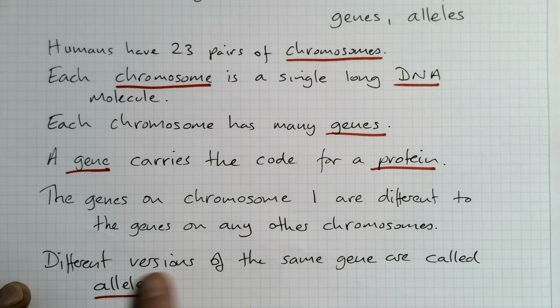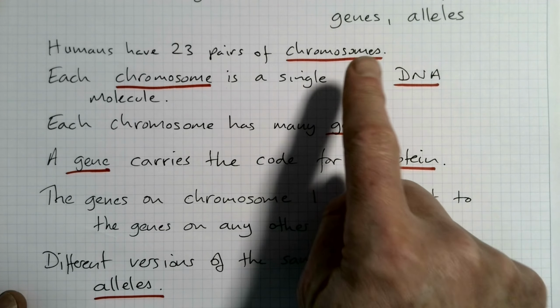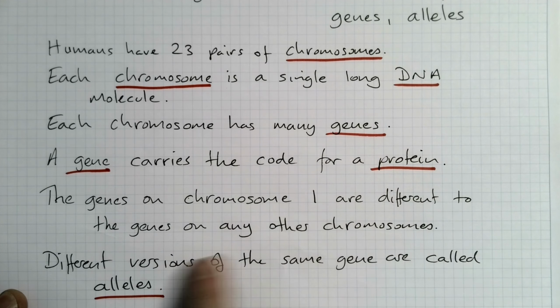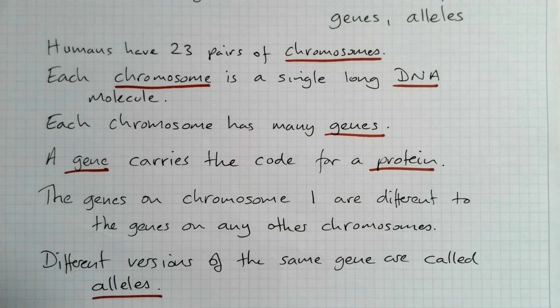And finally, different versions of the same gene are called alleles. And if there's only one copy of the gene in the human genome, then no individual can have more than 2 copies of that gene because they get one from their dad and they get one from their mum. And that's it. So chromosomes, DNA, genes, they code for proteins, and different versions of the gene are called alleles.